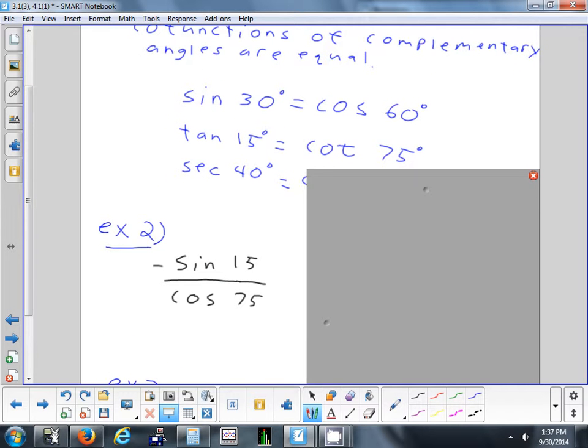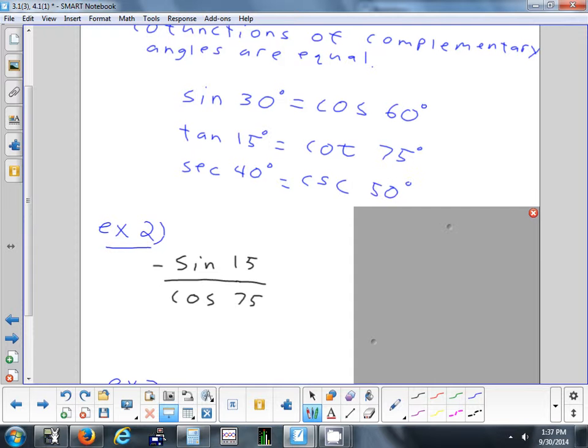So secant of 40 is going to be the same as the cosecant of, do you know what number goes here? What do you notice when you add up 30 and 60? They add up to 90, so it'd be 50. You have to add up to 90. You have to work with angles that are complementary. Okay?